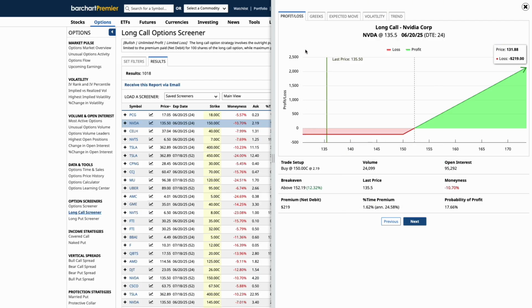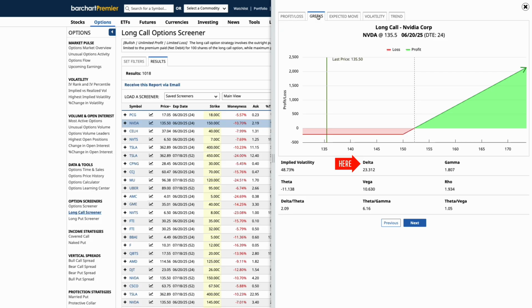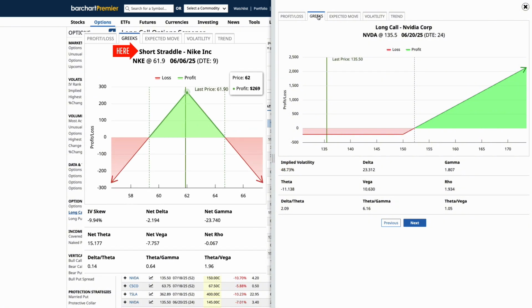Next is the Greeks tab. This section is for understanding your risk profile. For single leg trades, you'll see classic Greeks, delta, gamma, theta, vega, rho, and implied volatility. For spreads and multi-leg trades, Barchart displays net Greeks, IV skew, and Greeks ratios.